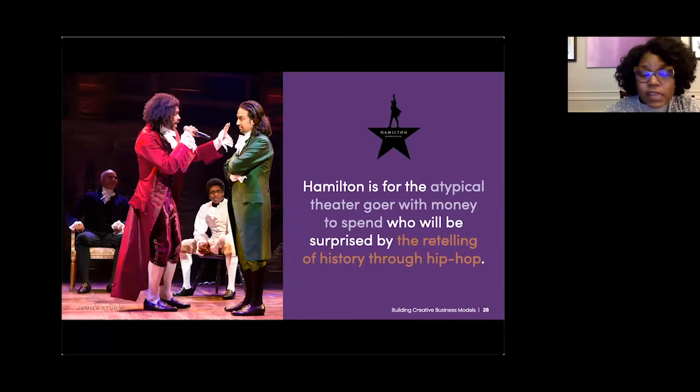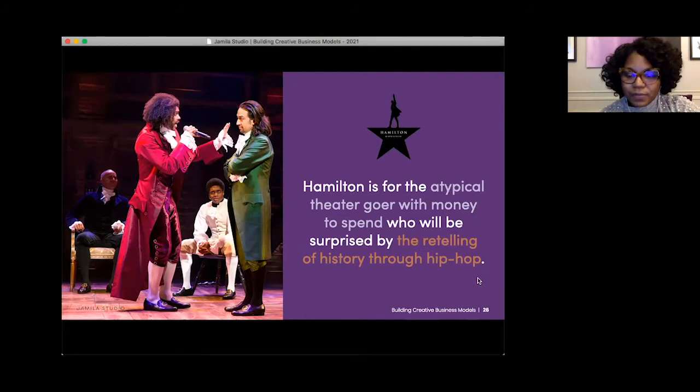And then we talk about our entertainment examples. Hamilton is for the atypical theater goer with money to spend who will be surprised by the retelling of history through hip hop. So the customer is this atypical theater goer who has money to spend, because Hamilton tickets were expensive. And the value for them is being surprised by this retelling of history through hip hop. So hopefully you're starting to see a specific value for a specific customer.